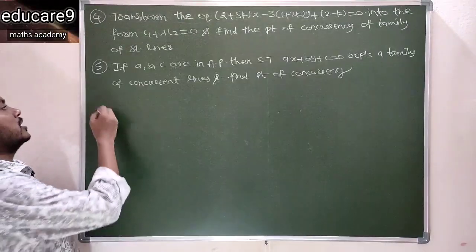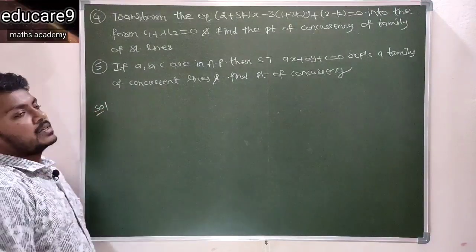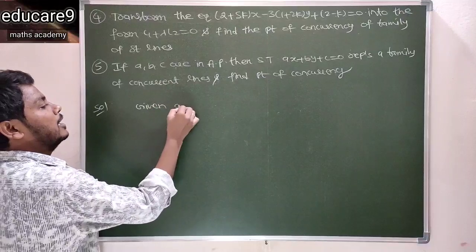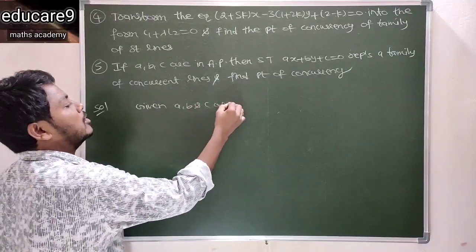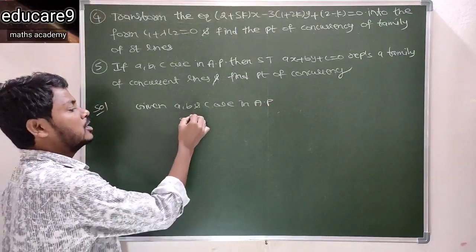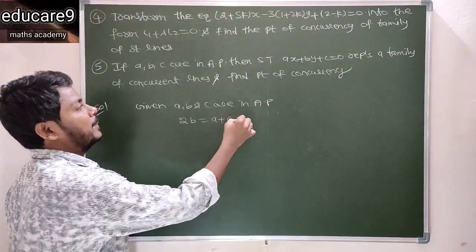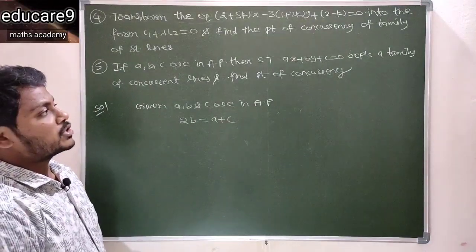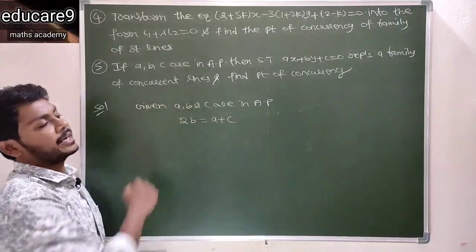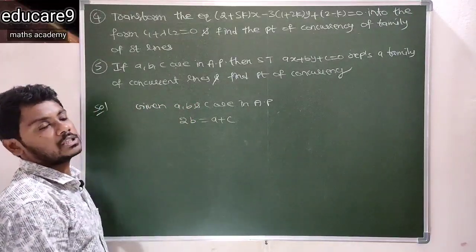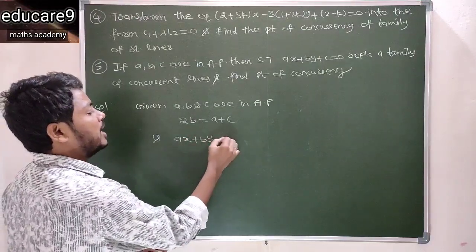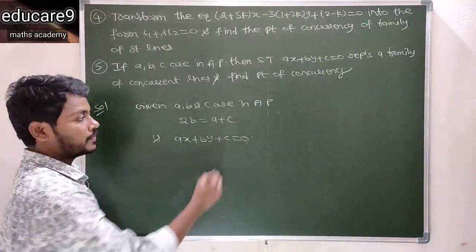Okay. So see the fifth solution. Given that a, b, c are in AP. So right here, given a, b and c are in AP. So what is that condition? 2b is equal to a plus c. Then show that ax plus by plus c equals 0 represents a family of concurrent lines and find the point of concurrency. The line is ax plus by plus c equals 0.